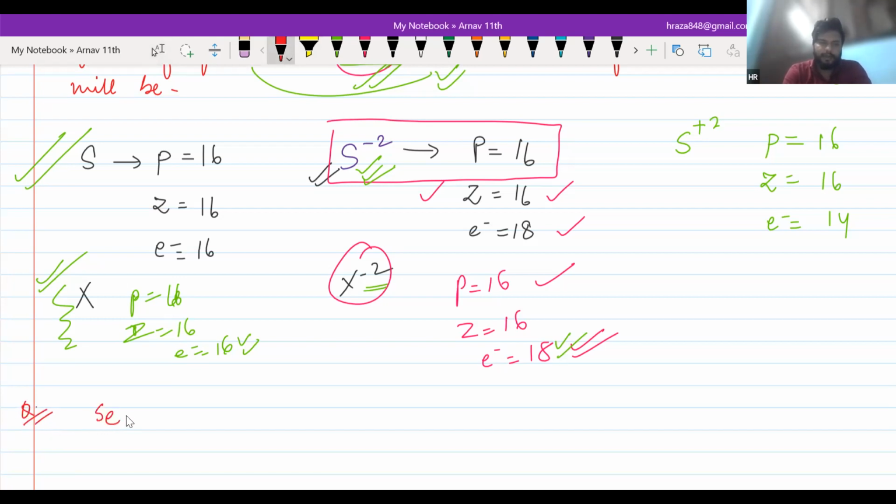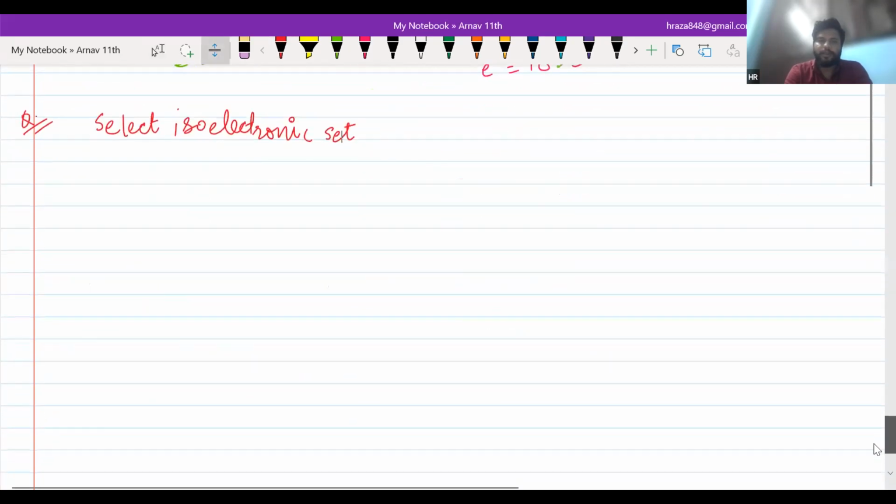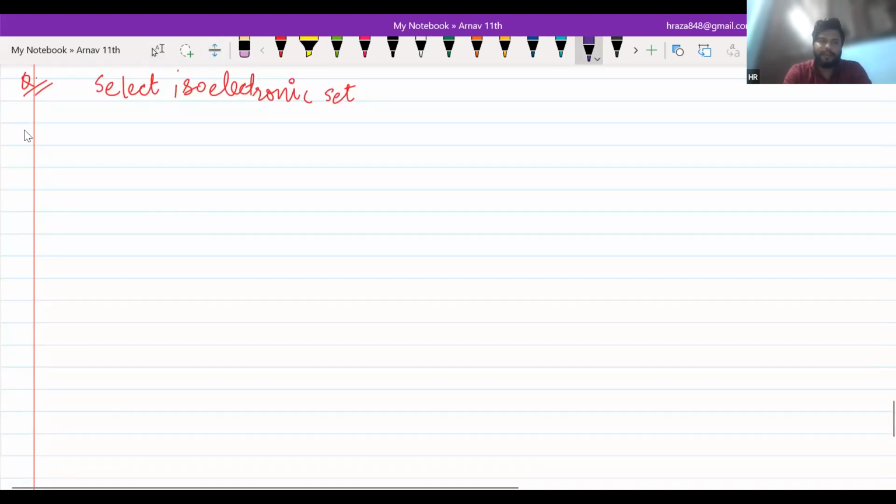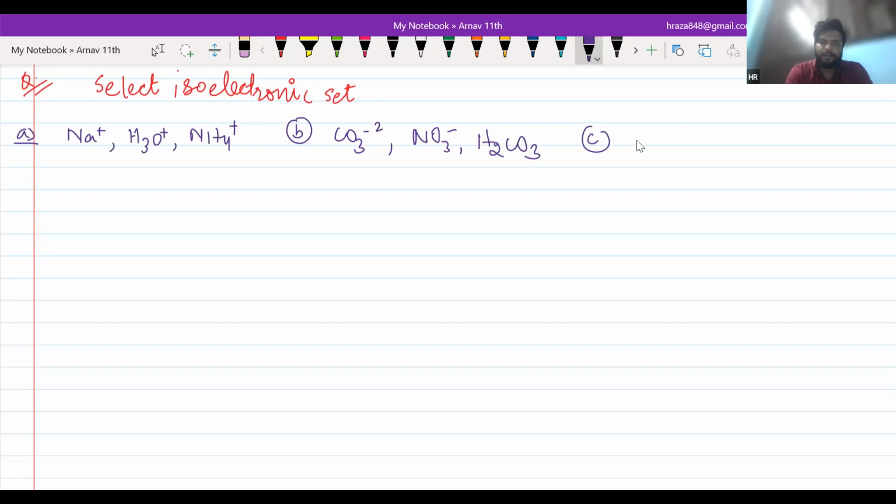That is, select isoelectronic set. Select isoelectronic set. More than one option can be correct. A: Na plus, H3O positive, NH4 positive. B: CO3 minus 2, NO3 minus, H2CO3. C: P minus 3, HCl, C2H5 minus, and then there is pH. Again, D is F minus, Na, Na plus. More than one option can be correct.